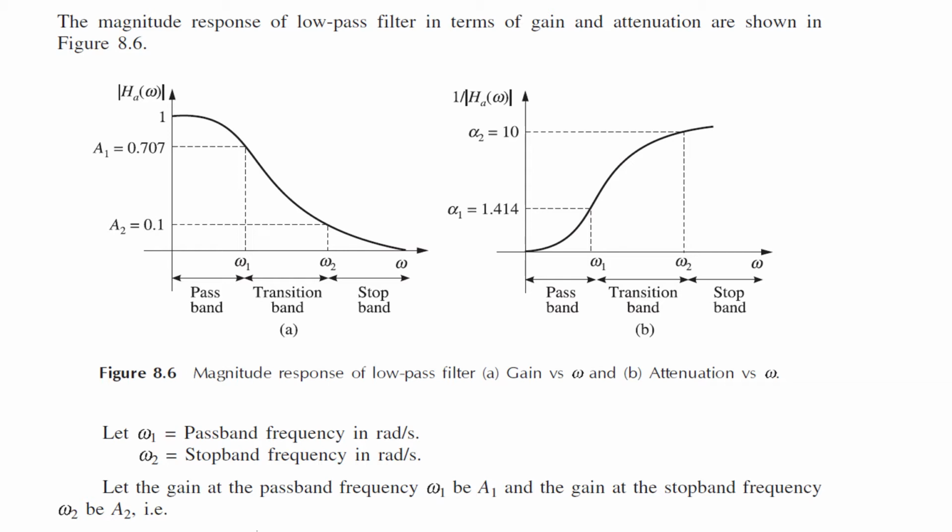I think you are familiar with this diagram. So this is the magnitude response of the Butterworth filter. See, this is the magnitude and this is the frequency. There are three bands: pass band, transition band and stop band, and we are basically interested in these two frequencies and two gains, correct? And this is the reverse plot. See here, 1 upon H of omega, and this is omega.